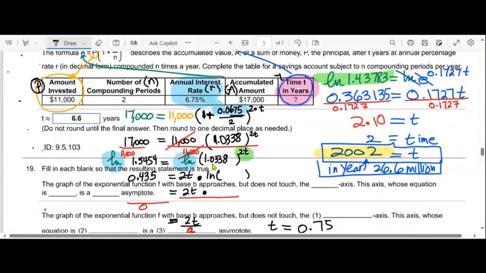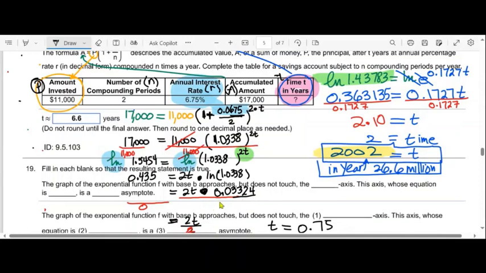Now, what about this ln here? Can you find how much is ln of 1.0338? That will give us 0.033241. That's enough, up to 4 decimal places.